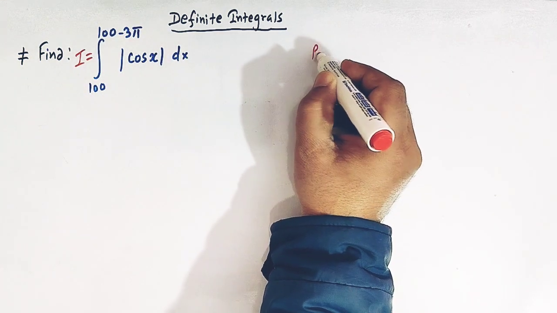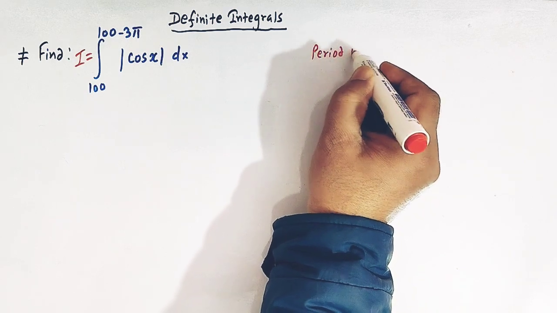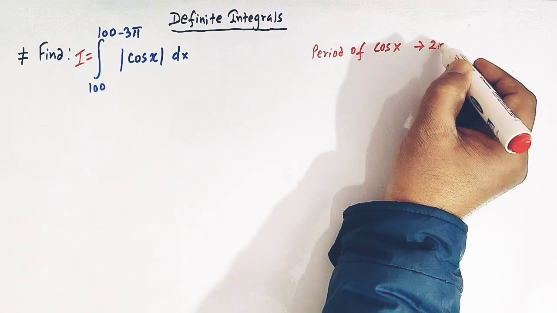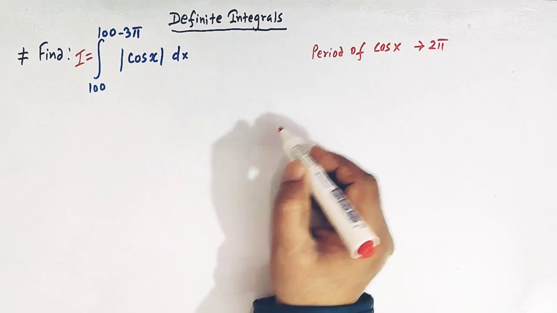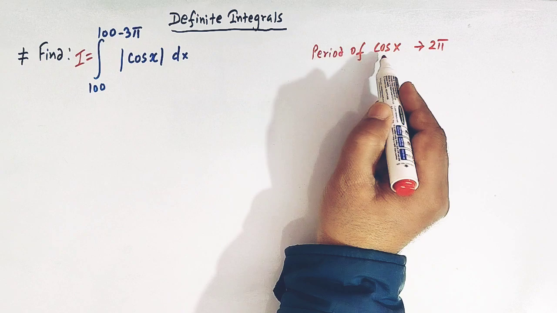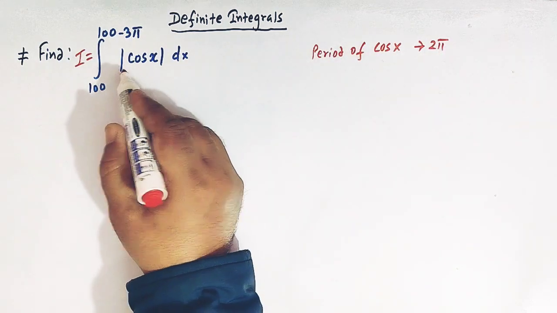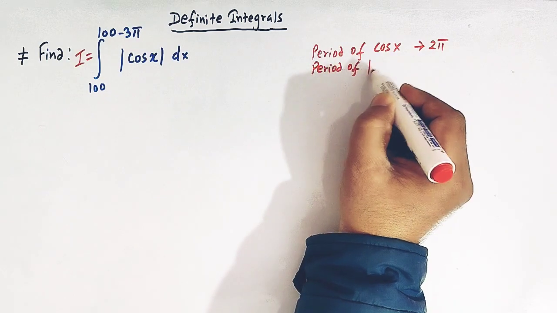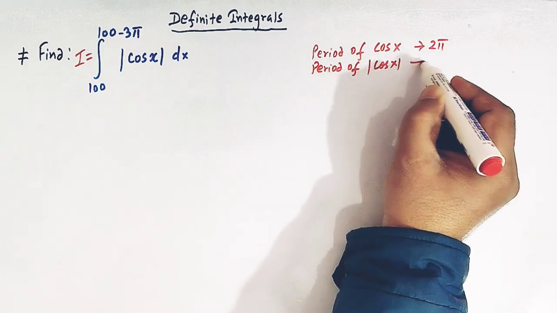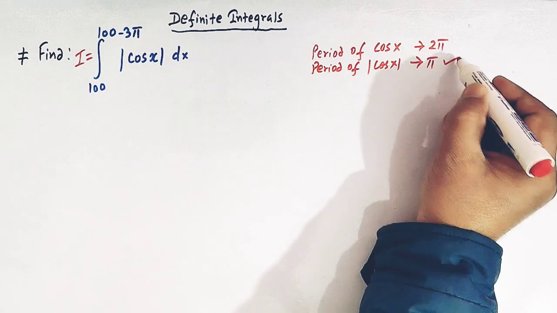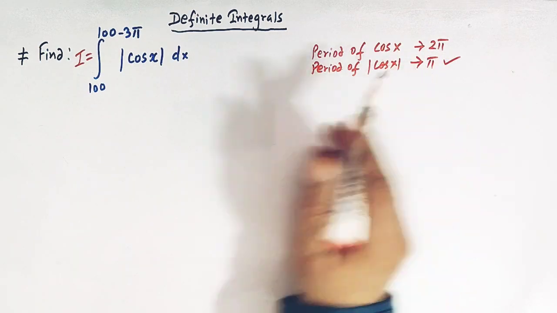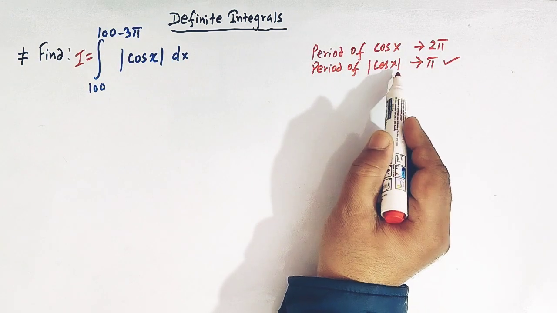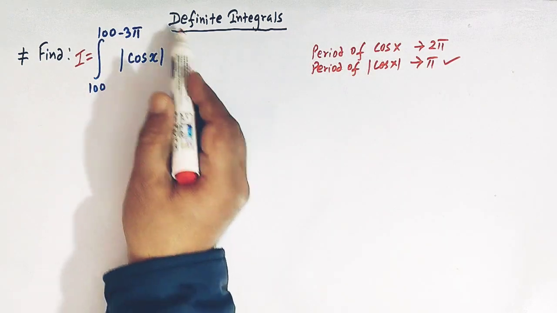Now we know that the period of cosine x is 2 pi, because trigonometric functions are periodic, and the period of cos x is 2 pi. And the period of mod of cos x is simply pi. So I will use this result. Now we have seen that the period of mod of cos x is pi.